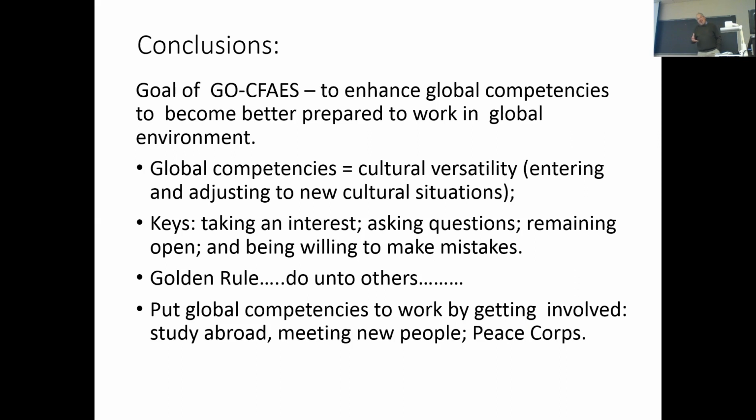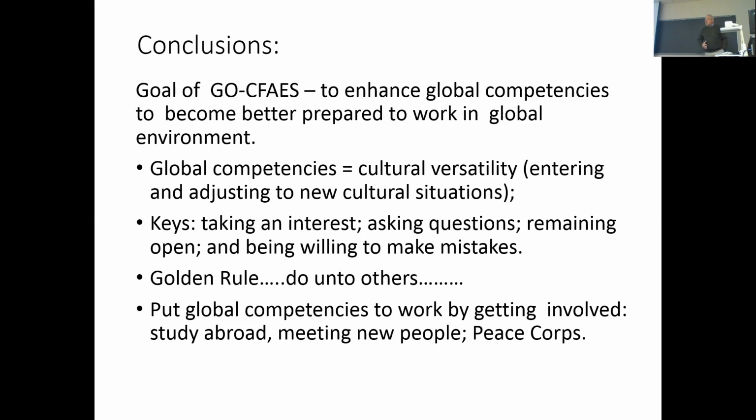So these global competencies are a very real thing, and there are people who do training. Companies, before they send people overseas, invest time and money in training people to be globally competent and to be cross-culturally versatile. But when I use this versatility, I'm talking about entering and adjusting to new cultural situations. This is something you're going to be doing the rest of your life. When you come to a university, you're entering a new cultural situation. When you take a job, you're entering a new cultural situation. When I enter this classroom, I'm entering a new cultural situation. When you get married, that's a new cultural situation.